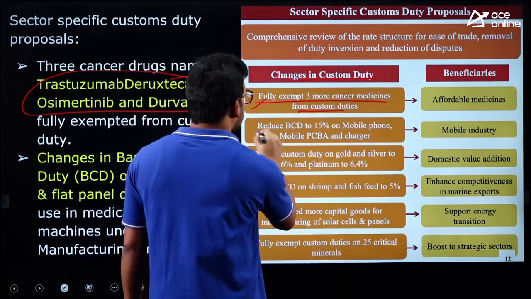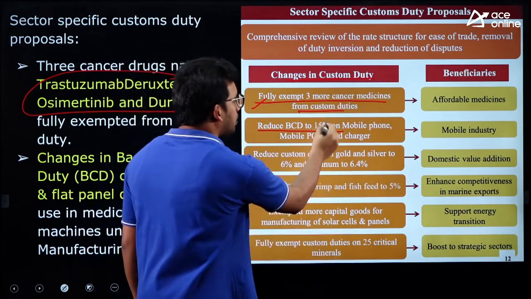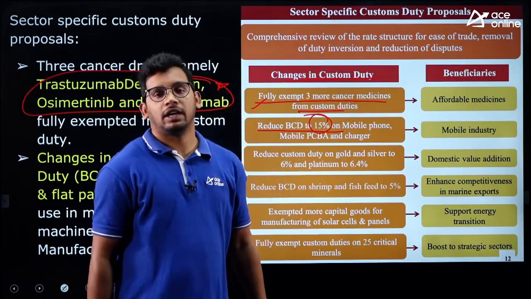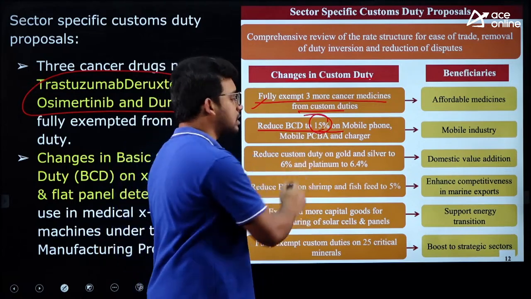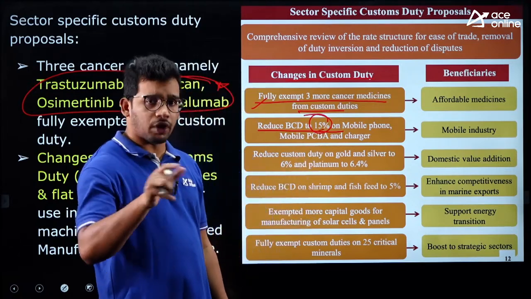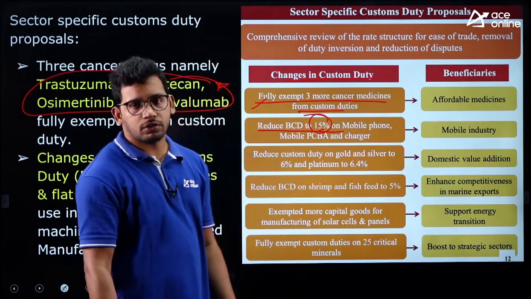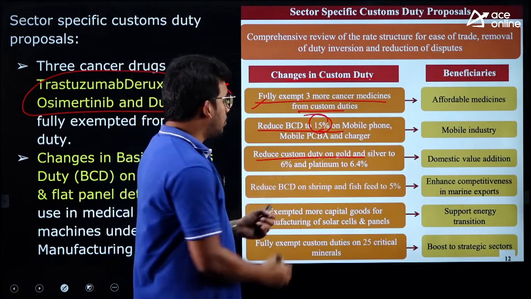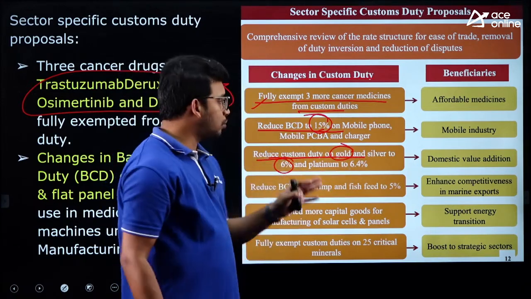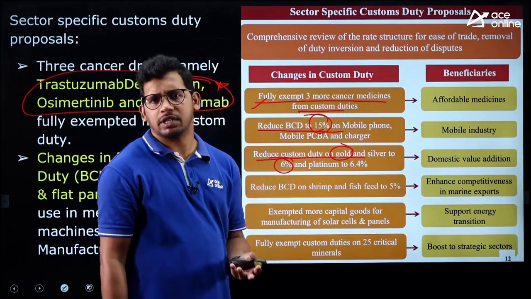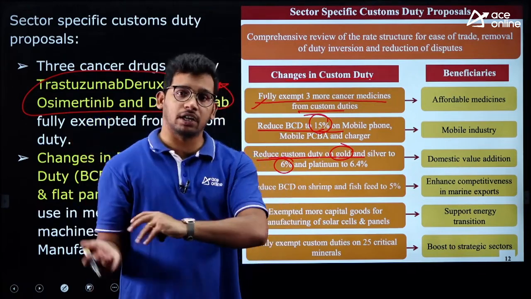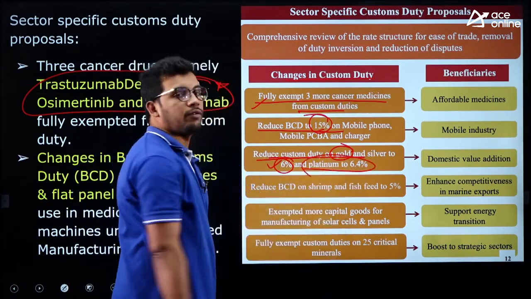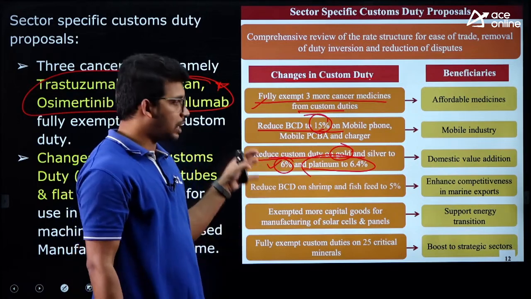Next one related to the mobile industry, reduce basic custom duties to 15% on mobile phones and chargers. So whatever iPhones and all, they are going to cost less now, right. So at least 15% custom duties they are going to reduce. Now reduce custom duty on gold and silver, right. They are going to reduce it to 6%. Earlier it was around 10 or 12%. So now if you want to buy gold from other countries, that will cost less, right. So 6% they have come to, and platinum 6.4. So they have reduced the custom duties, fine.